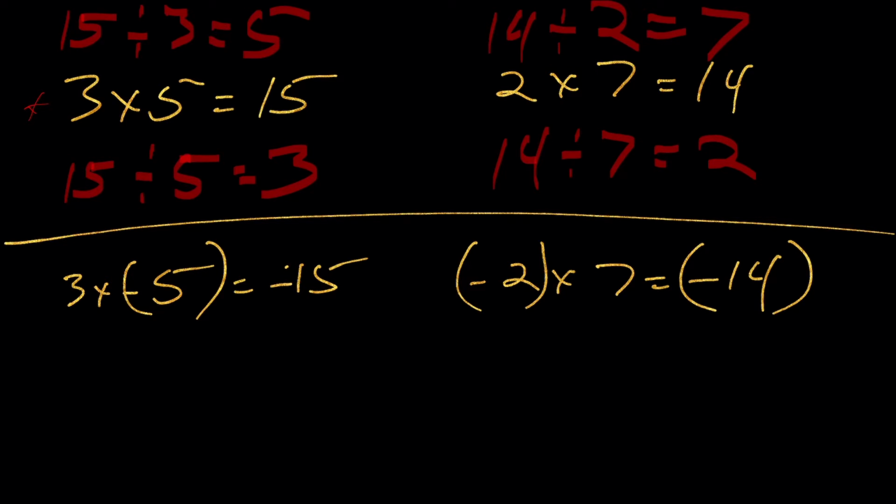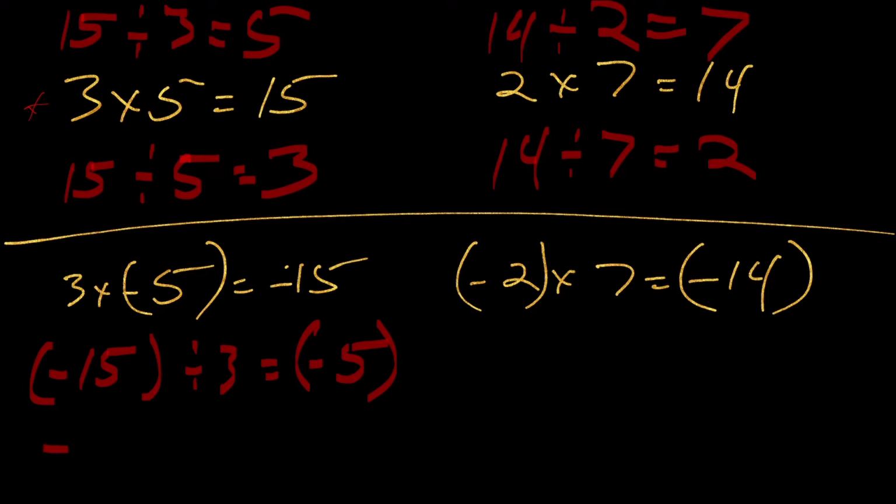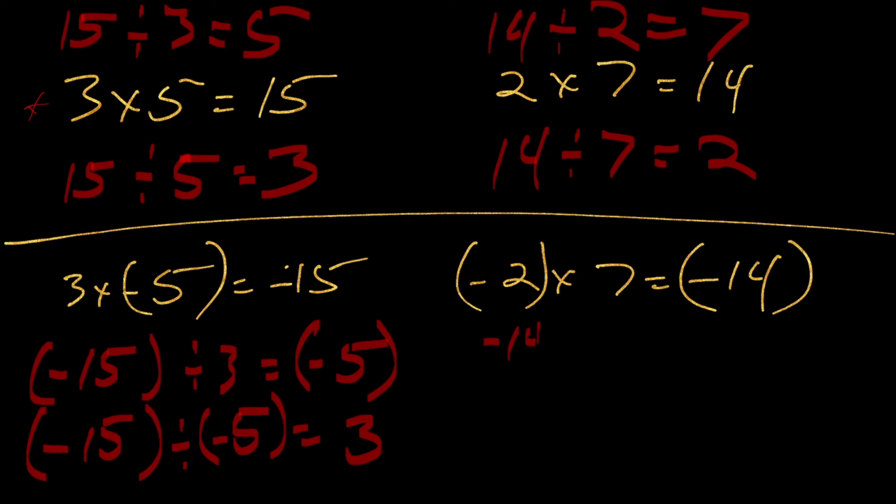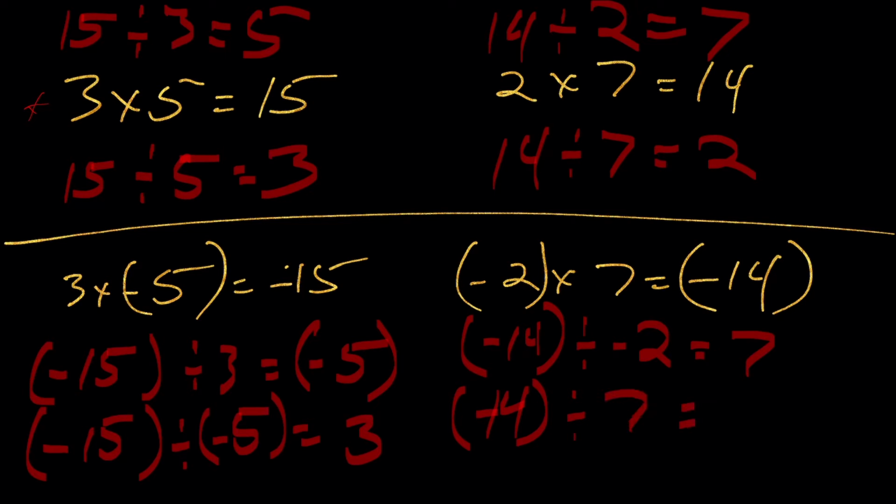Okay, now I have 3 times negative 5 equals negative 15. I can do this the same way. I have minus 15 divided by 3 is equal to minus 5. And then I can do minus 15 divided by minus 5 is equal to 3. And over here, I can go minus 14 divided by minus 2, and that is going to be equal to 7. Negative 14 divided by 7 is equal to negative 2.